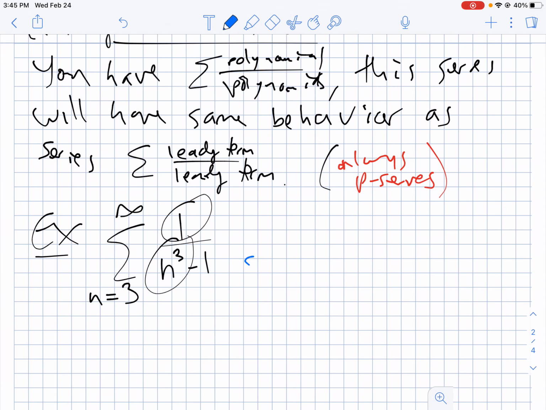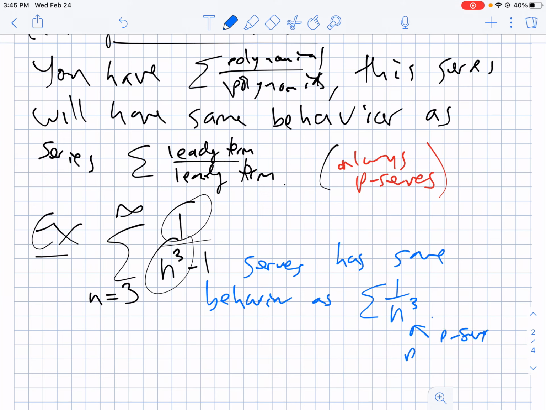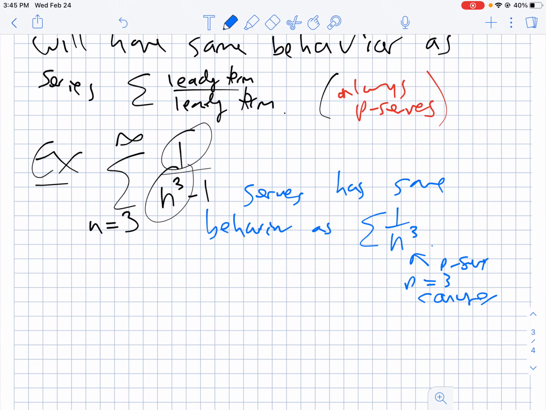So this series has the same behavior as just the series of 1 over n cubed. Well, we know that this is a p-series. The p is equal to 3, so of course that's bigger than 1, so we know it converges. Because I'm comparing it to a series that converges, that means this series will also converge. Okay, so that's the logic there. You're just saying, I'm going to do some analysis on the series I compare to, the leading terms, check it's a p-series, see if it converges or diverges, is p greater than 1 or less than or equal to 1, and then that'll tell you about the original series.